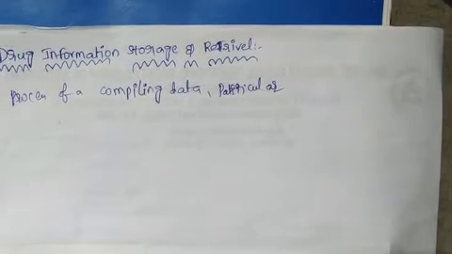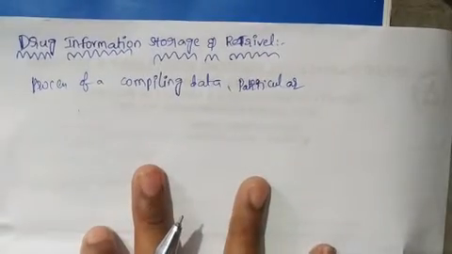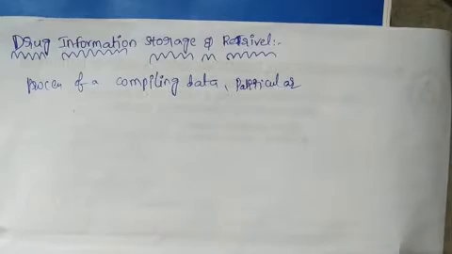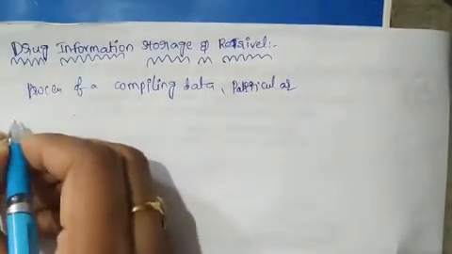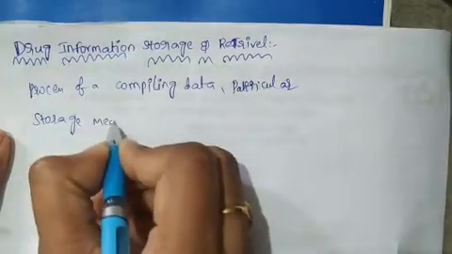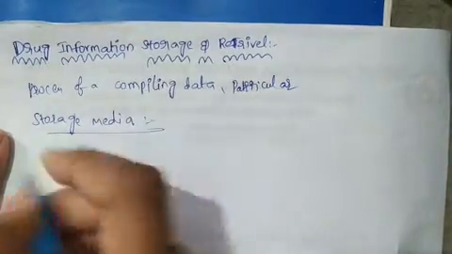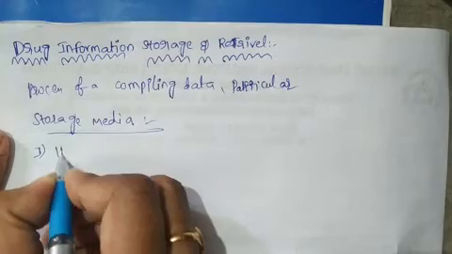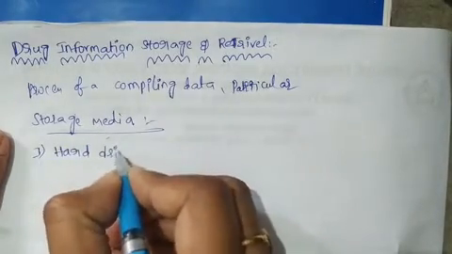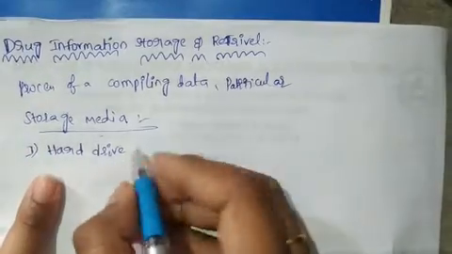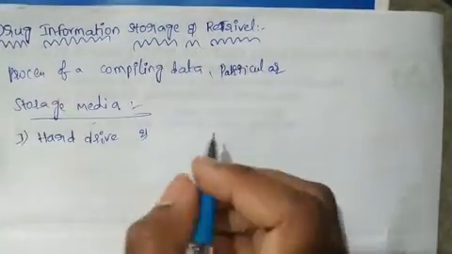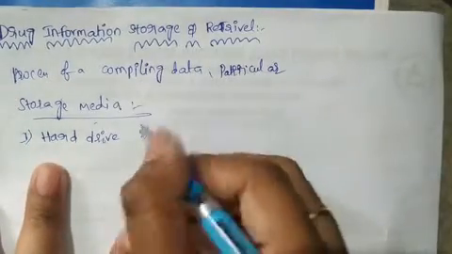The computer has some storage devices used for storing purposes. How many types of storage media are there? First one is the hard drive. Everyone knows the hard drive. The hard drive is used in computers or laptops, and anywhere you are using that word, hardware.